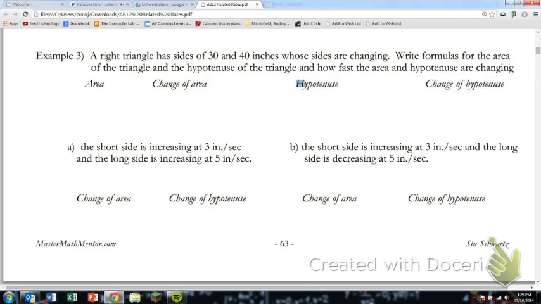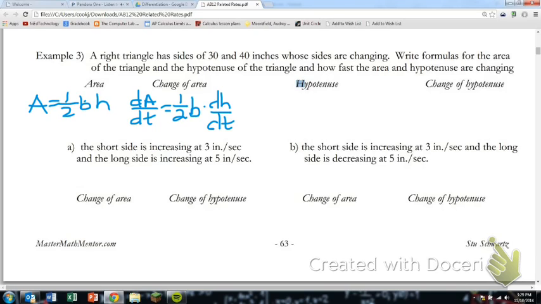So the area of a right triangle is 1/2 base times height. So the change in area, this is one of the formulas you're supposed to take the derivative of in class today with respect to time. This would be dA/dt. And we have to do the product rule for 1/2 b times h. So 1/2 b is first, times the derivative of h, plus h times the derivative of 1/2 b.